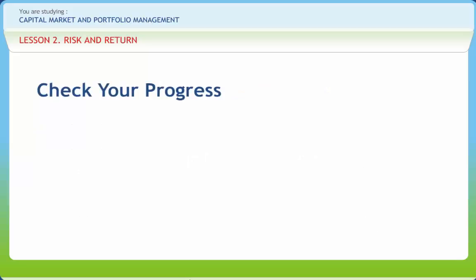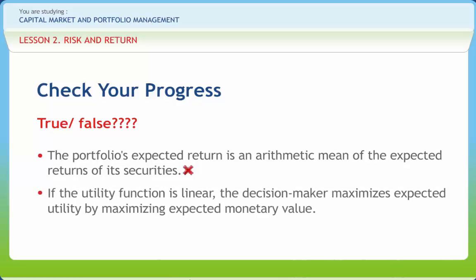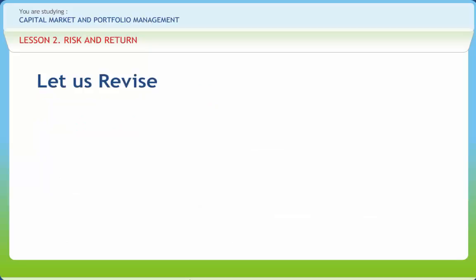Now let us check if we have understood the various concepts discussed in this lesson clearly. The portfolio's expected return is an arithmetic mean of the expected returns of its securities. Right or wrong? Wrong. If the utility function is linear, the decision maker maximizes expected utility by maximizing expected monetary value. Right or wrong? Right. Higher risk equals greater return. Right or wrong? Wrong.